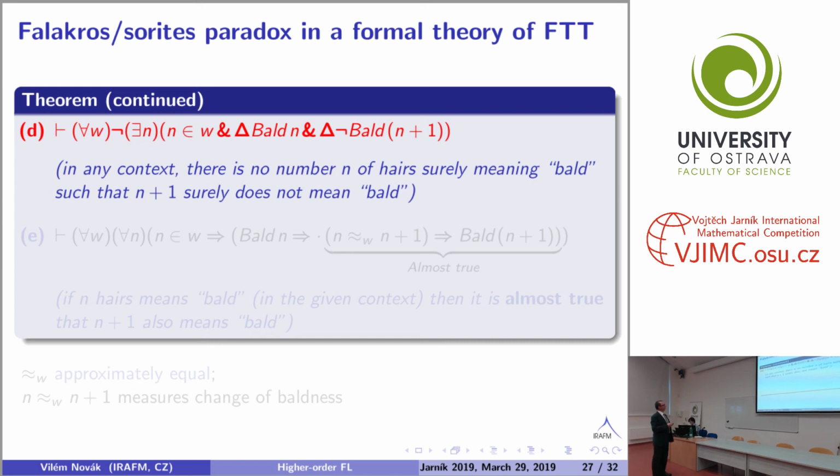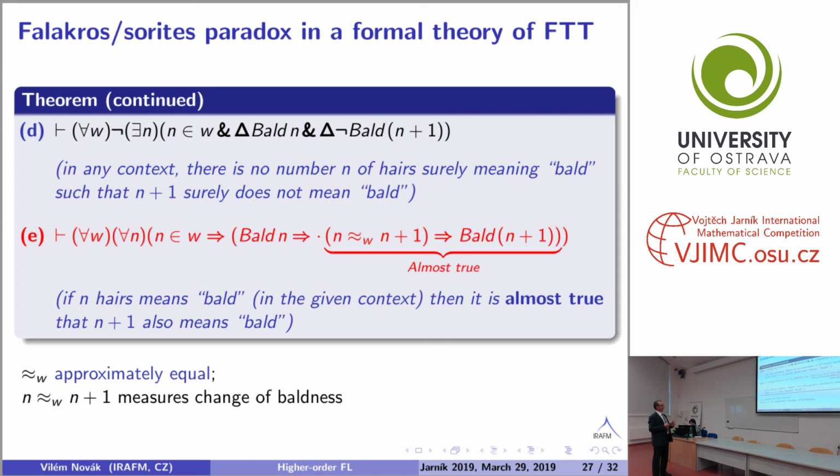In any context, there is no number n of hairs such that n means surely bald, and n plus 1 surely doesn't mean bald. In other words, there is no abrupt change. The continuity is preserved in this formalism. This is very important. And as I said, if somebody has, for example, 100 hairs and somebody has 100 plus 1, then they are only slightly different.